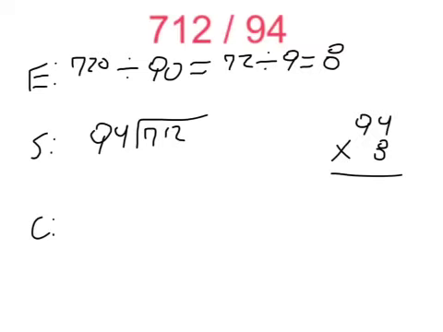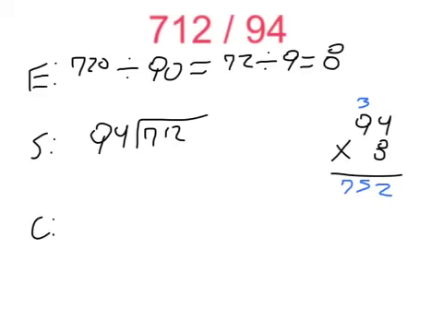Okay guys, let's check in. So 8 times 4 is 32. We'll regroup this up here. 8 times 9 is 72 plus 3 is 75. Okay then. Well, it seems like our estimate was not as accurate as it should have been, because we just found that 8 groups of 94 is 752.